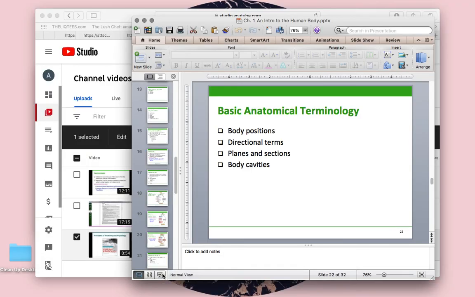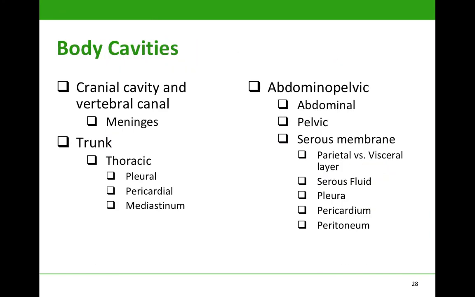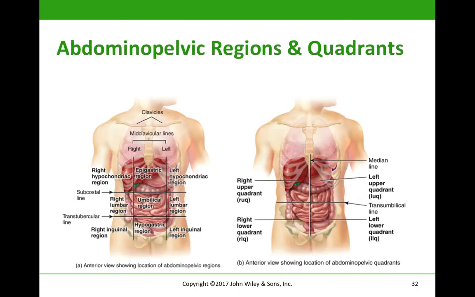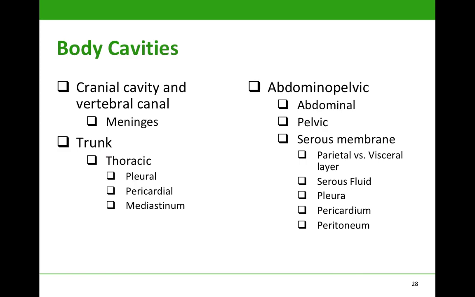So that will conclude our lecture here for chapter 1. You'll want to make sure that you go through, know these body positions, and be able to recognize them. Know the quadrants as well, and the regions, and know what organs will be in those regions and quadrants. This is particularly important. So think about if you were to do a surgery and cut through, you would know what organs you might potentially hit. And then, of course, knowing the cavities and the membranes.